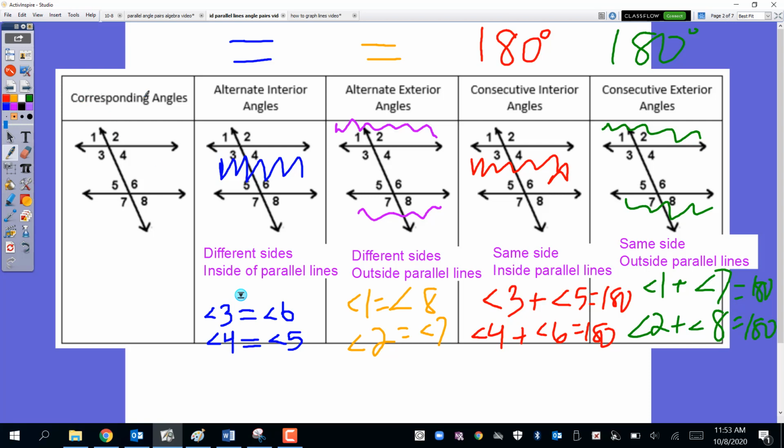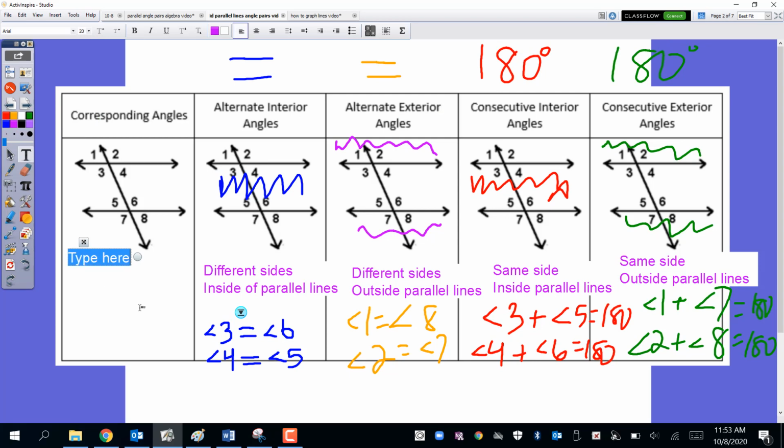Our last pair are corresponding angles. Corresponding is not one of our key words like alternate, which we defined, and it's not interior or exterior, which we defined. Corresponding angles are going to be on the same side of the transversal, but one angle is on the inside and one angle is on the outside. For all the other angle pairs, they were both inside or both outside.